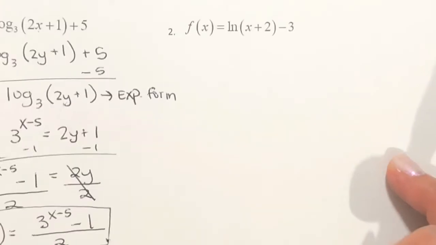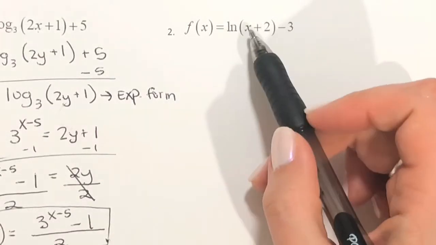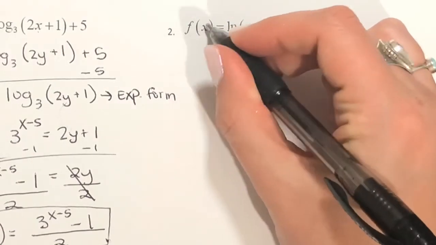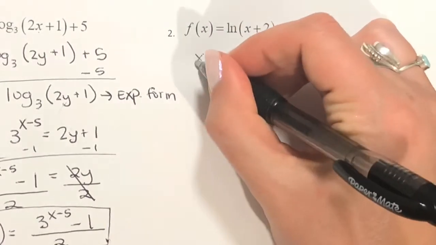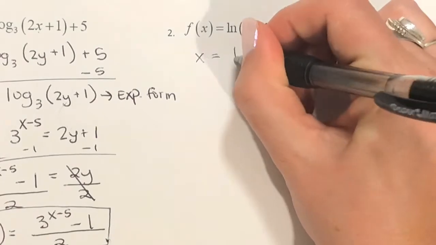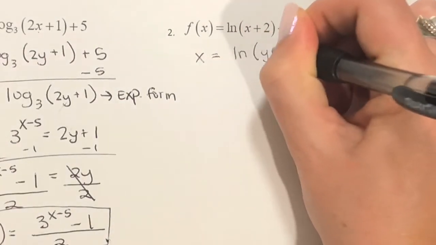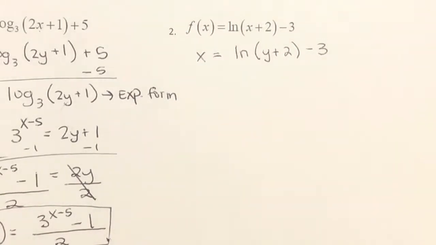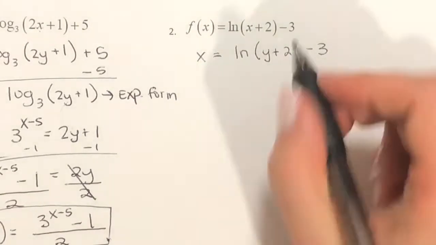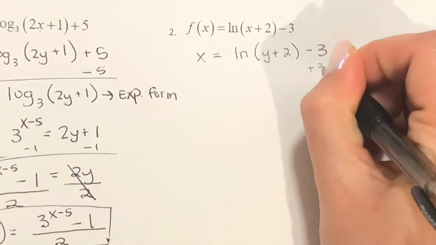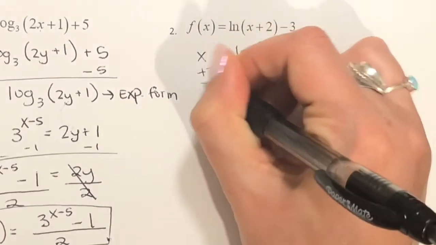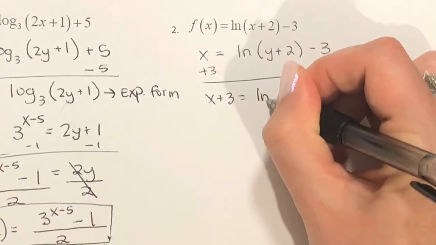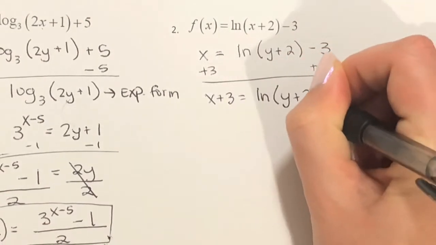But first, before we can switch to anything, our very first step in inverses is switch your x and y. So remember, this is our y right now. So we're going to write x is equal to the natural log of y plus 2, subtract 3, and then start isolating y. So let's get rid of this -3 by adding 3 first. And we get x plus 3 is equal to the natural log of y plus 2.